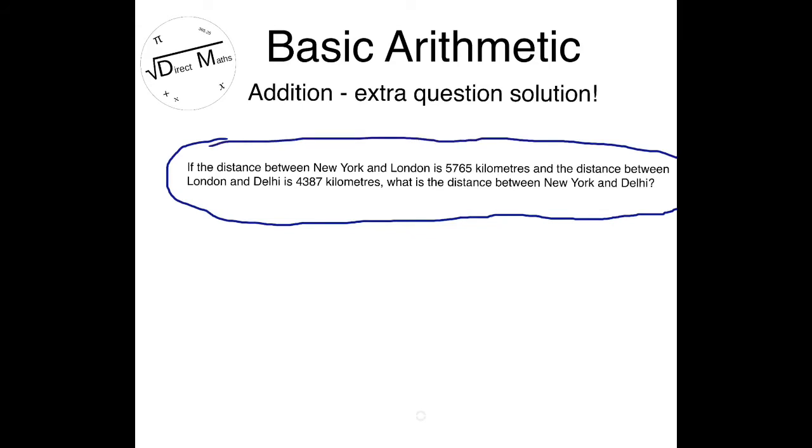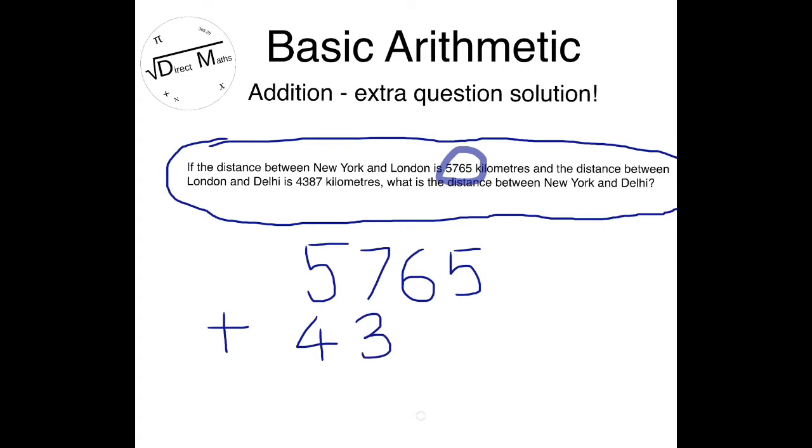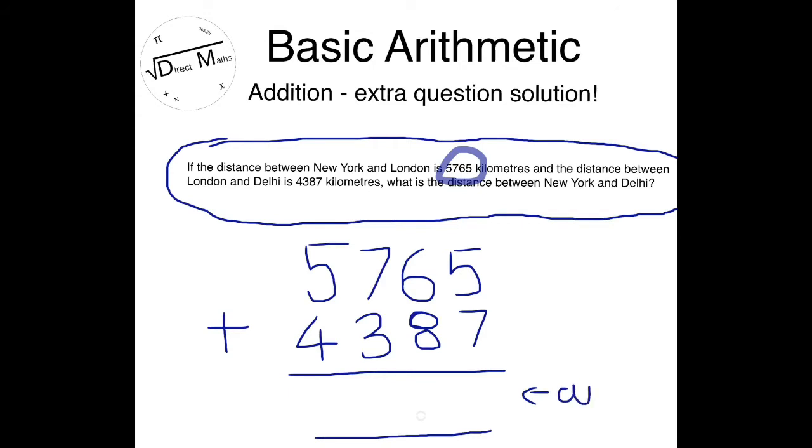So, for this question, obviously you just have to follow all of the advice that we gave in the video. 5,765 kilometers is our first bit of data, which I've circled there, and obviously our little plus sign there, and 4,387 underneath. Obviously going to leave a little gap there for our answer, which is going to go there. And so we're just going to solve through this.